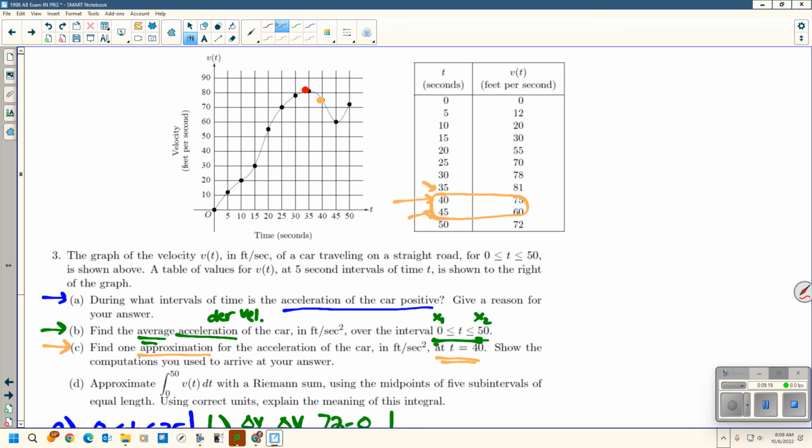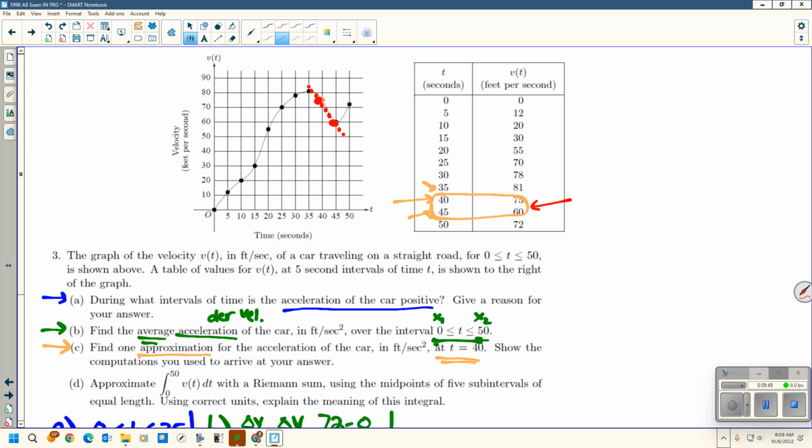Or let's say I use 35 and 40, but I think I like the other one better. Actually, I can probably use this dot and this dot, which might look like it's the closest. But it doesn't matter which 2 you use. Any of those answers would be okay. And I'm going to use 40 and 45.